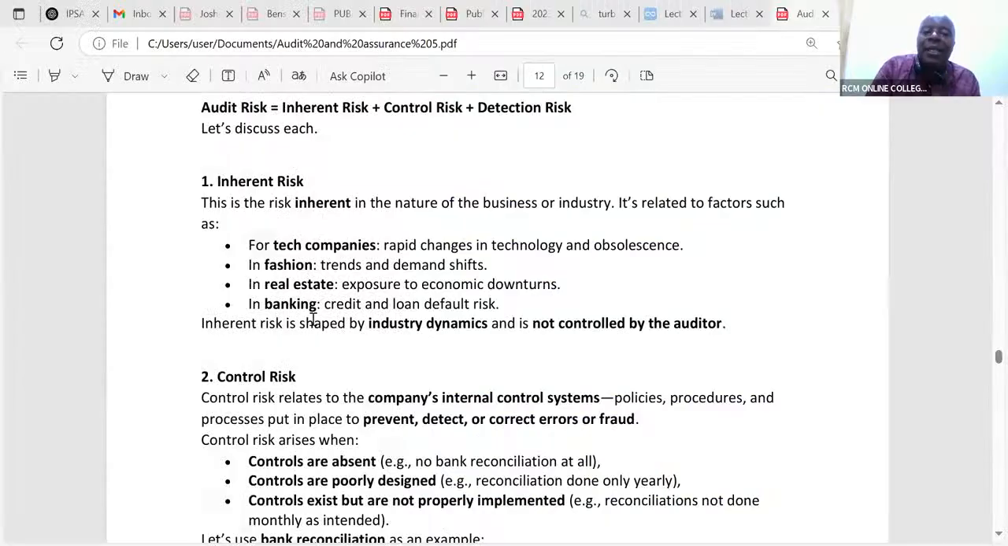So as an auditor, you can go ahead and give an unqualified opinion, and then this real estate firm crumbles down. And then people will blame you because people don't understand this concept of inherent risks, the risks attributable to some kinds of businesses, given the nature of their activities. So in banking, credit and loan default risk is normally very high. Inherent risk is shaped by industry dynamics and is not controlled by the auditor.